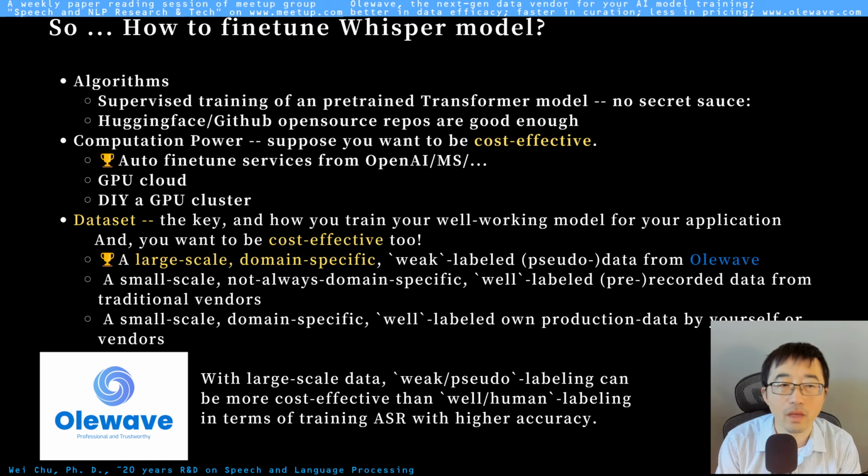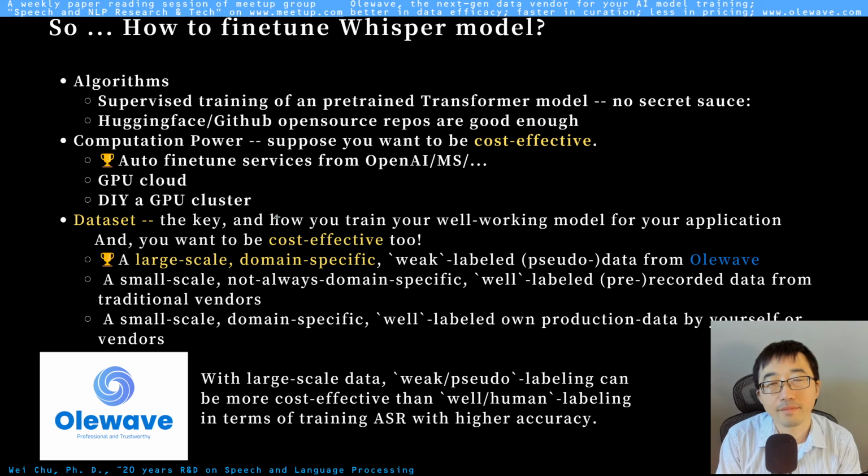The first one, if you have concerns about the privacy of the data you're handling, and you don't want your data to be uploaded to AWS or OpenAI, then you probably have to build your own cluster or data center. But this is very costly. The most cost effective is the first one, the second most cost effective is the second, and the last one is the most costly.